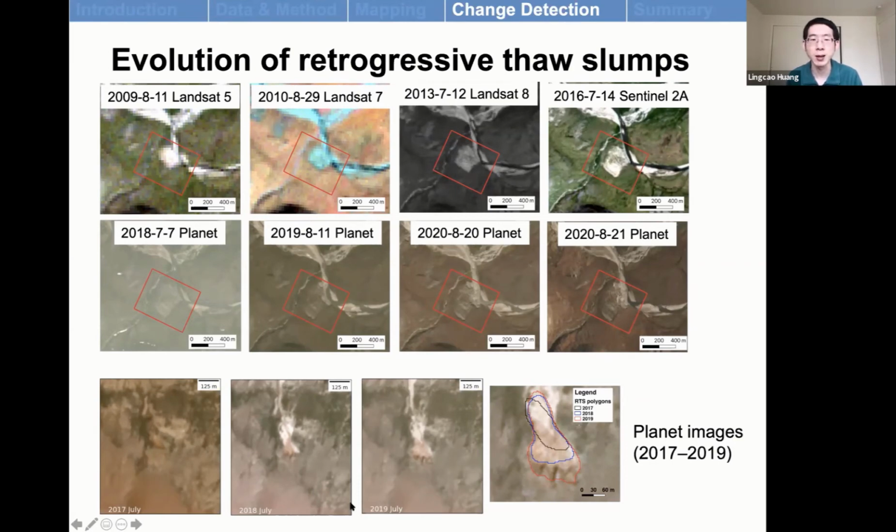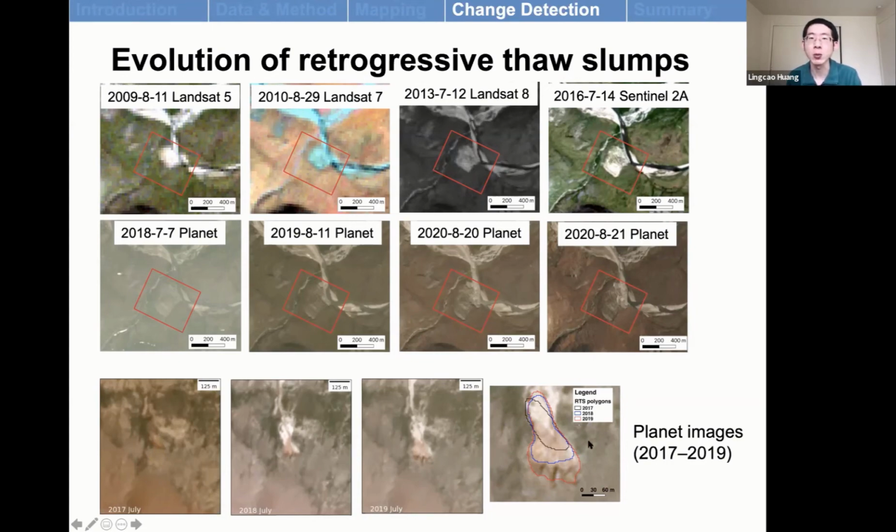And this is an example of a slump in Tibet. We can also see the head wall. They developed from 2017 to 2019, and we can see the head wall developed towards the upslope, and this is a boundary of the thaw slump from 2017 to 2018.